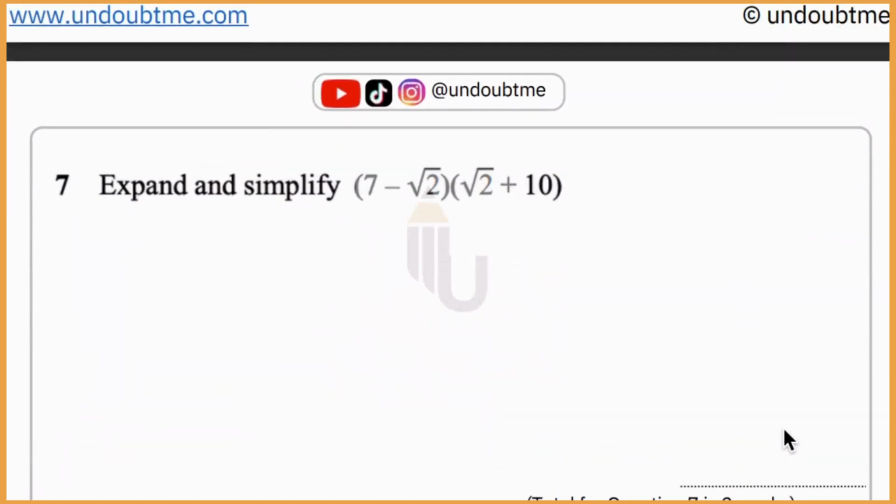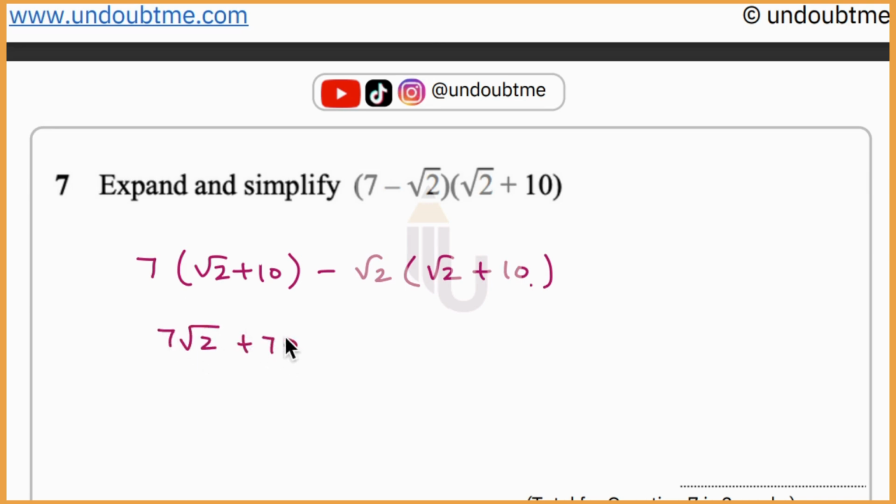Moving on to the next question. Here also we have to do the same thing. It will be 7 times root 2 plus 10 minus root 2 times root 2 plus 10, 7 root 2 plus 70 minus root 2 times root 2 is 2 minus 10 root 2. 70 minus 2 is 68 minus 3 root 2, and that is our final answer.